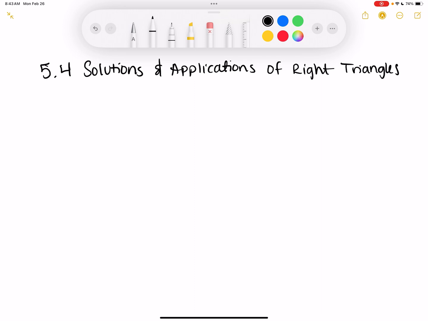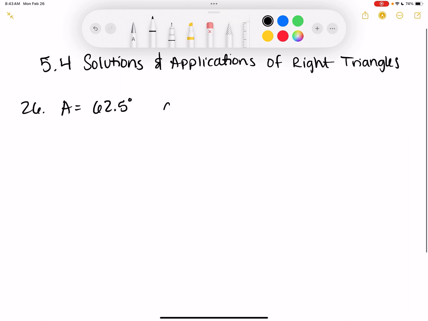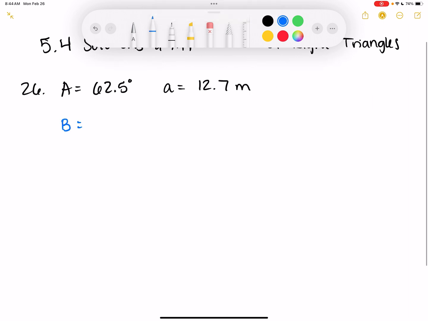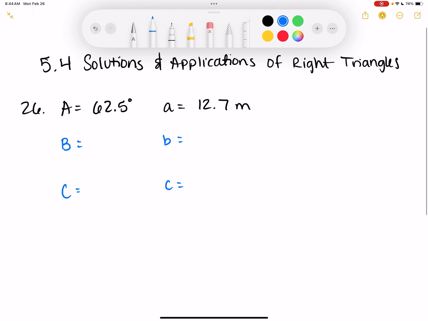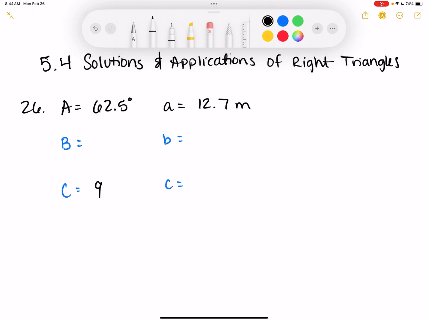26. Angle A is 62.5 degrees. Side A is 12.7 meters. So I'm going to go ahead and write down the stuff that's not given to us, or set it up so that I can fill it in, because we need all these pieces of information to solve this problem. Now, they did tell us in the instructions that angle C is 90 degrees. So that will always be your third piece of information.